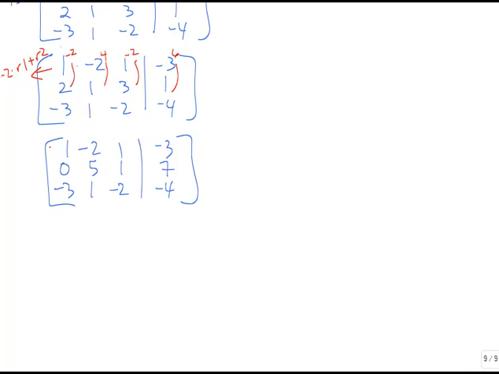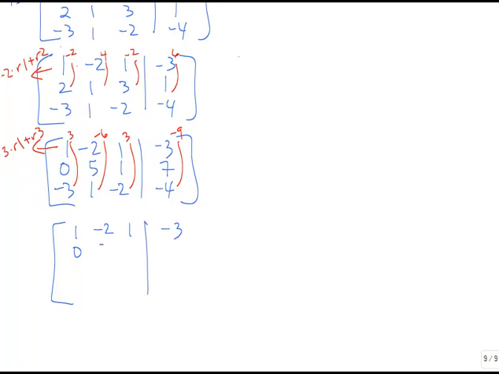Let's do that again to get rid of the -3 in the bottom. So I'm going to multiply by +3 and add that result to row 3. So this is 3, -6, 3, and -9, and I'm going to add that down. So row 1 stays the same, row 2 stays the same, and the new row 3, 3 plus -3 is 0, -6 plus 1 is -5, 3 plus -2 is 1, and -9 plus -4 is -13. Alright, so I have that first column done.